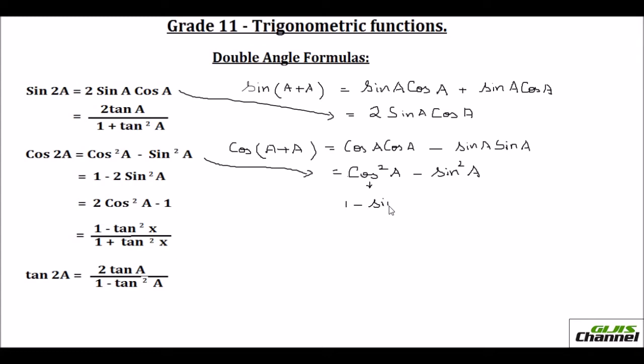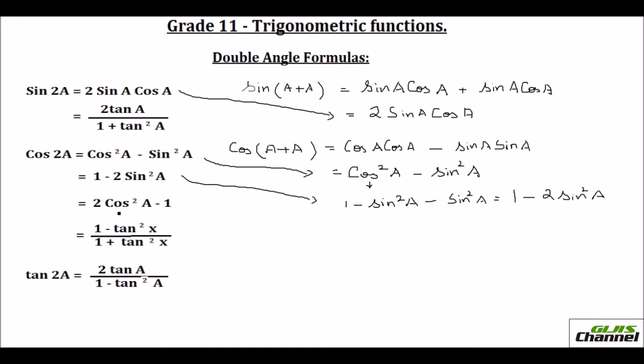Okay, minus sin square a, and here you already have a minus sin square a. So these two together, the minus sin square a and minus sin square a, will become minus 2 sin square a. That is how you get 1 minus 2 sin square a. Okay, so this formula is derived like that.